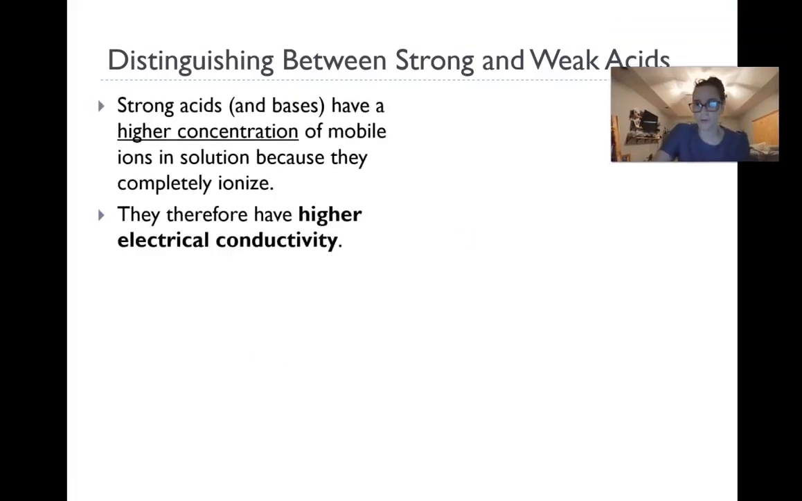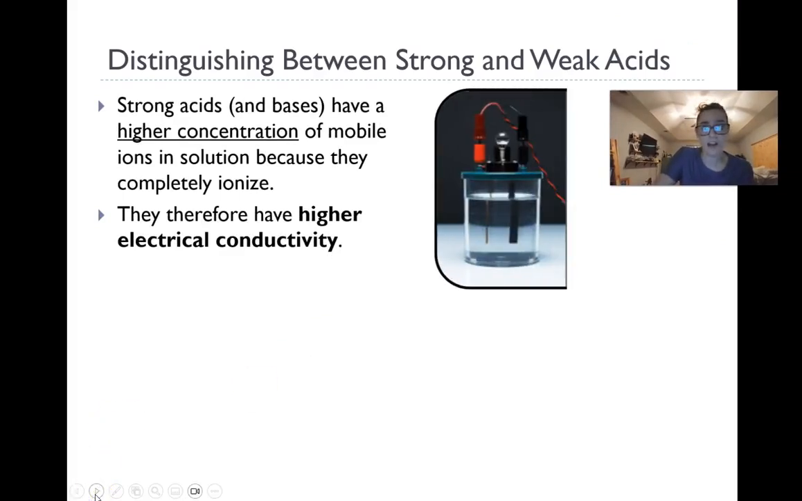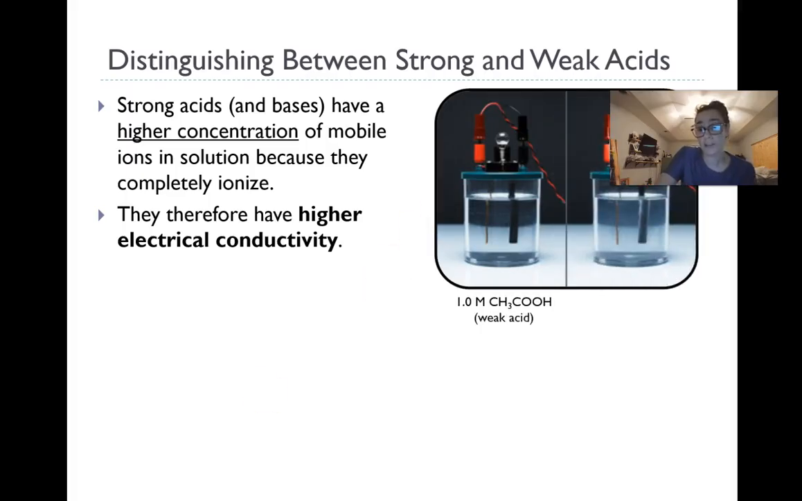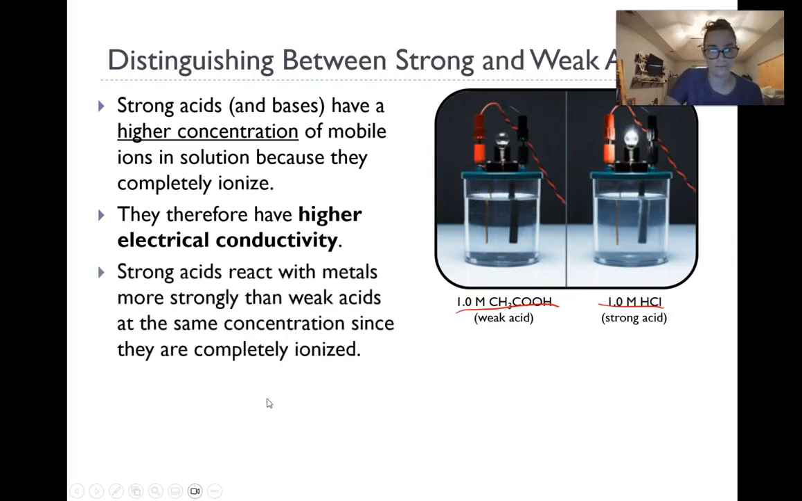So how do you distinguish between these strong and weak acids? Well, because strong acids as well as bases have a higher concentration of ions in solution, either hydrogen ions or hydroxide ions, they have higher electrical conductivities. So if you put a conductivity meter in a strong versus a weak acid, you would see much more conductivity in the strong acid. For example, this is ethanoic acid, a weak acid, and this is hydrochloric, a strong acid. You can see there's enough current in the solution of hydrochloric to light up the light bulb, whereas the ethanoic acid does not have enough current.